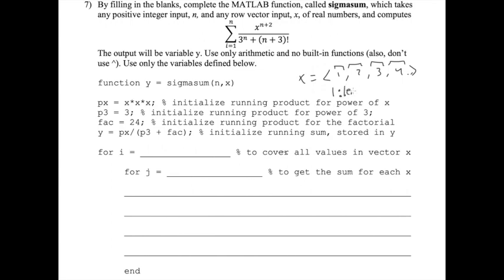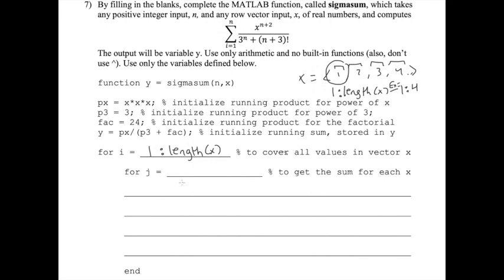So if we say 1 through length of x, that's basically saying if x was 4 elements, that's 1 through 4. That's an example right here, right? So we can say I equals 1 through length of x, and we're allowed to do this. We're not using built-in functions within the loop. Then it says for j equals, and this will get the sum for each x. So we know that at each x value, we're going to have to compute this entire series with whichever number n is.